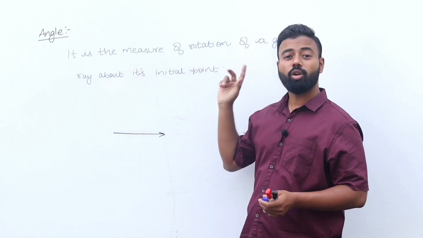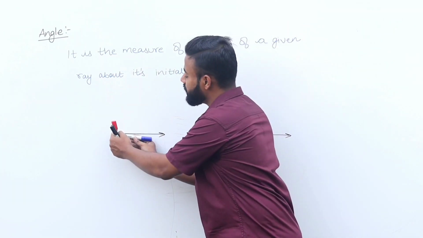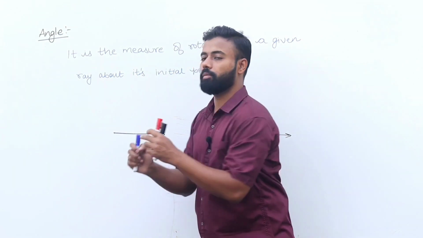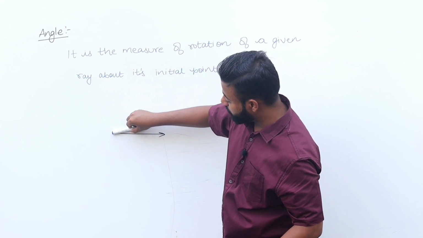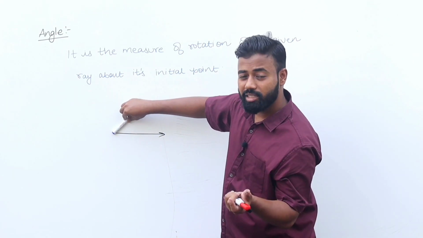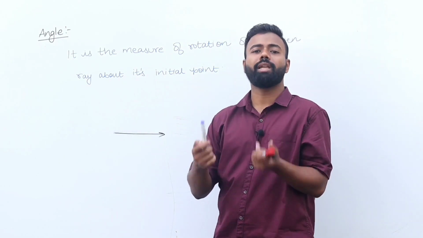Angle is the measure of rotation of a ray about its initial point. This is called the initial point. Sometimes it is called the vertex also. So it tells how much the ray has rotated. If the angle is more, the rotation would be more. If the rotation is less, the angle would also be less.